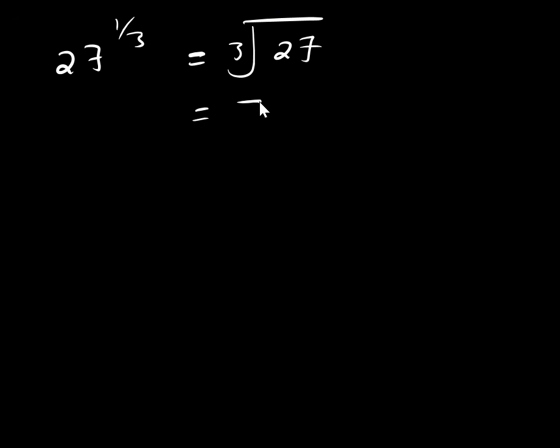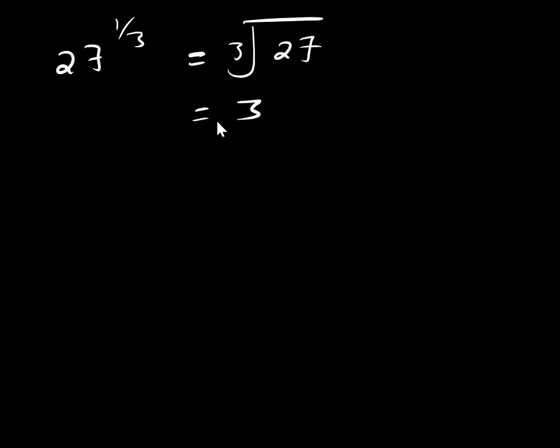Here we have another example. For example, if you have 27 raised to 1 over 3. You can see the 3 is at the bottom, and therefore this is the cube root of 27. You know that the cube root of 27 is 3, and therefore the answer is 3.